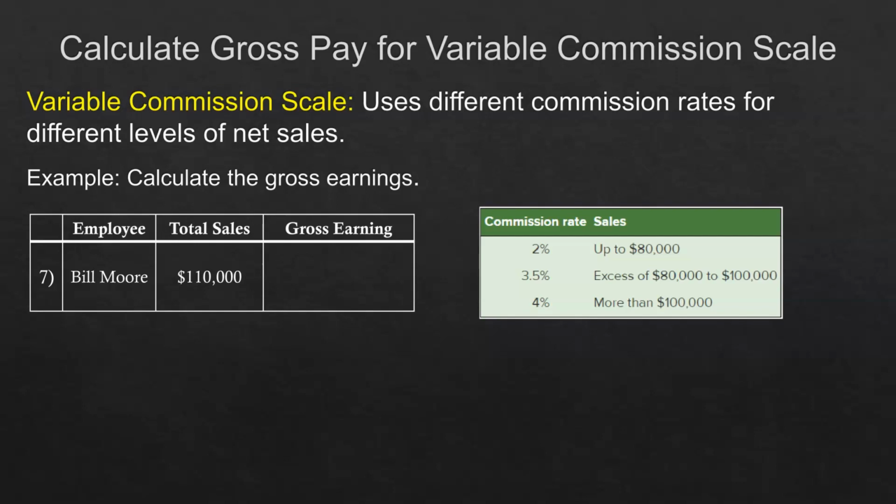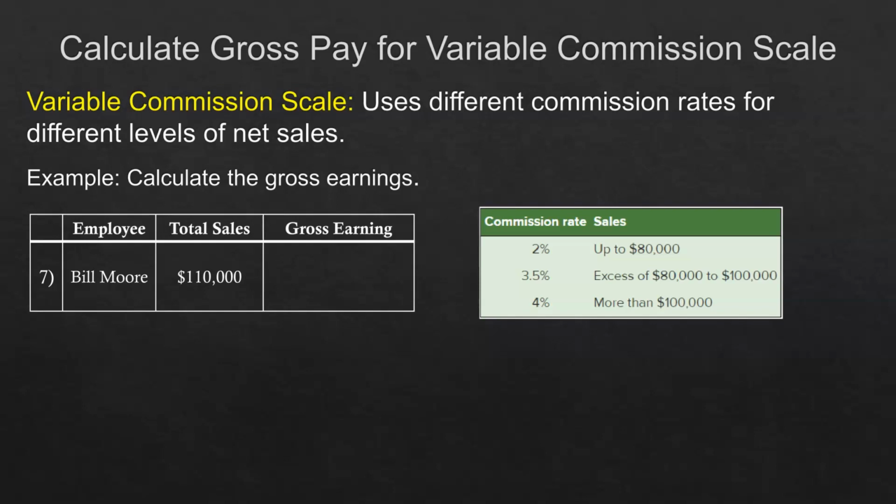All right, so this is the second video for this lesson, and on this one we're going to be calculating a variable commission on a variable commission scale, meaning the more you sell, the higher your commission. So we have to break down the total sales. In this case, looking at this chart over here, we get 2% up to 80,000, 3.5% from above 80,000 to 100,000, and then 4% on anything over 100,000.